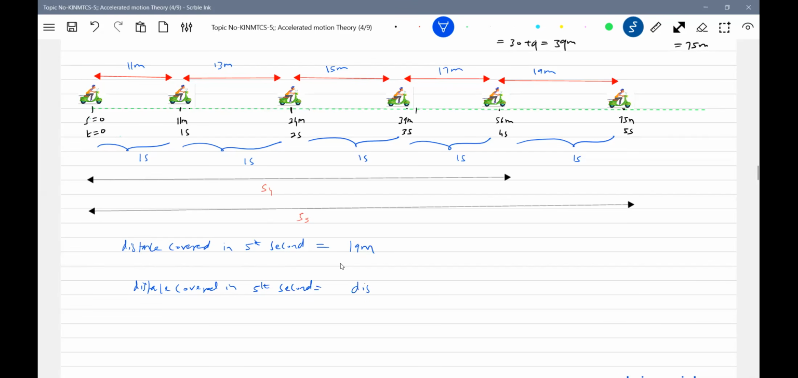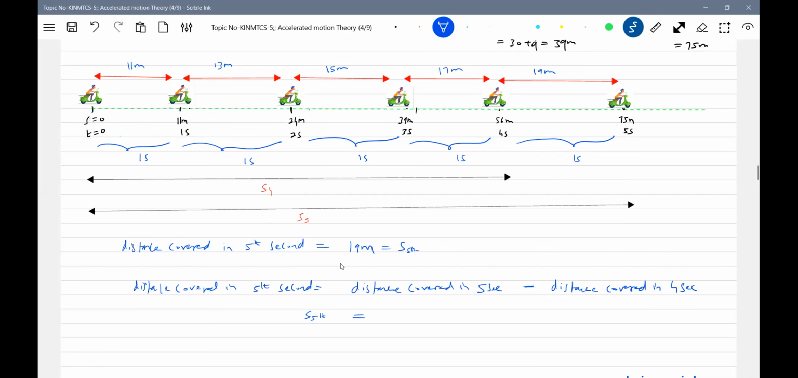You can also write it as distance covered in 5 seconds minus the distance covered in 4 seconds. That will become distance covered in 5th second. There's an interpretation, so let's see that. S5, S5th, I'll write it. Distance covered in 5th second.